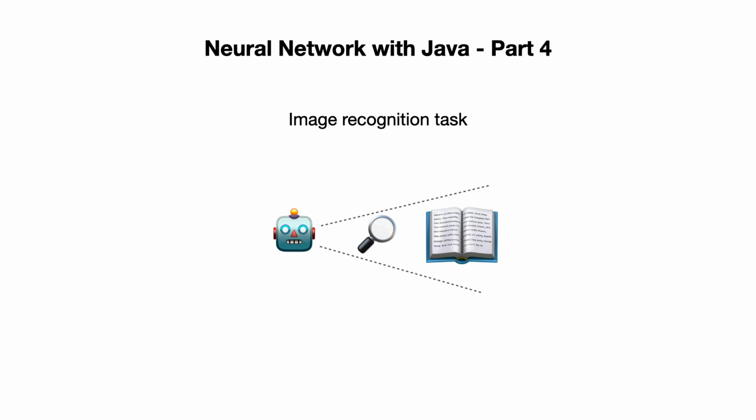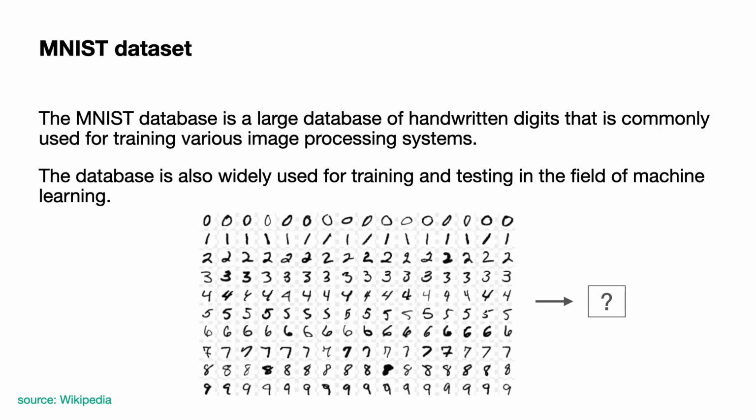Welcome to part number 4 of the tutorial Neural Network with Java. In this tutorial, we are going to do a more complicated task, image recognition. We are going to try to recognize a handwritten number. We will use a popular dataset called the MNIST dataset. It is used in many educational and programming exercises.